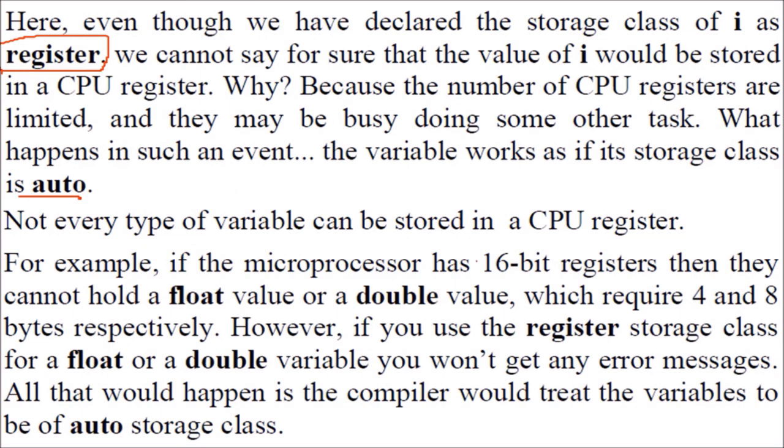The microprocessor says not every type of variable can be stored in a CPU register, because if the microprocessor has a 16-bit register, it cannot hold a float or a double. Why? Because these are 4 bytes and 8 bytes respectively. If you use the register storage class for a float or double variable, you won't get any error message. The only thing that will happen is that it will be treated as an auto storage class.